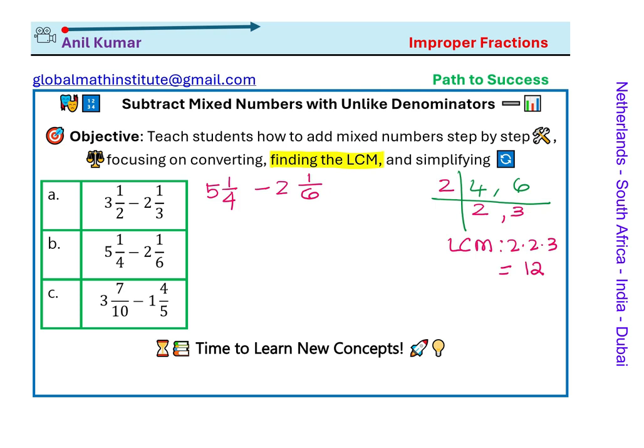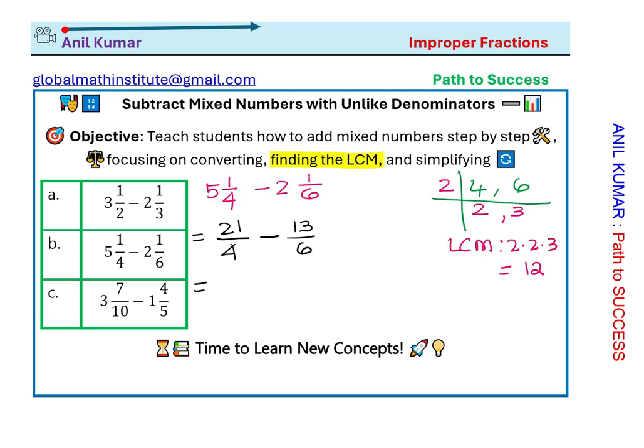But before that, we will again convert this to improper fractions. So let's do the conversion. This time I'll do straight 5 times 4, 20 plus 1, 21. So now we have 21 by 4 minus 6 times 2, 12 and 1, 13 by 6. We need a common denominator of 12. So I'm going to multiply 21 by 3, right? So that gives me 63 by 12.